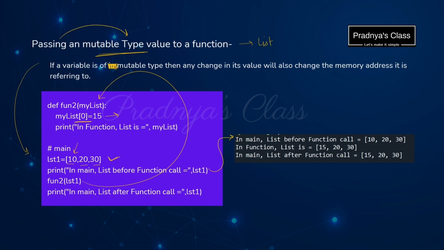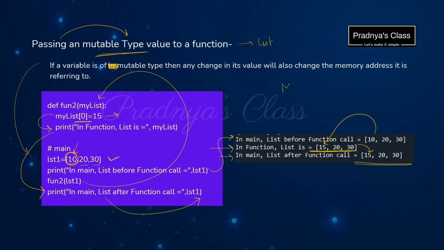Now we are updating the first element with 15. After updating the element we are printing it. Look at the second output. In function the list is 15, 20, 30. 10 got updated to 15. Now we will come back to the main program. After changing the element in the main, again we are printing the list. Look at the output now. Whatever changes we have done, it is reflected back to main.